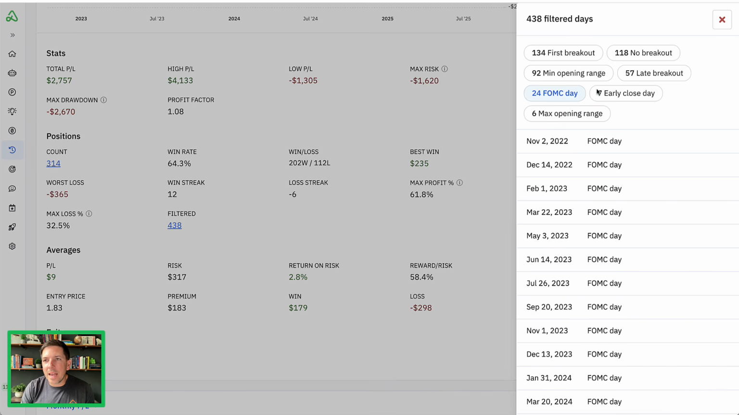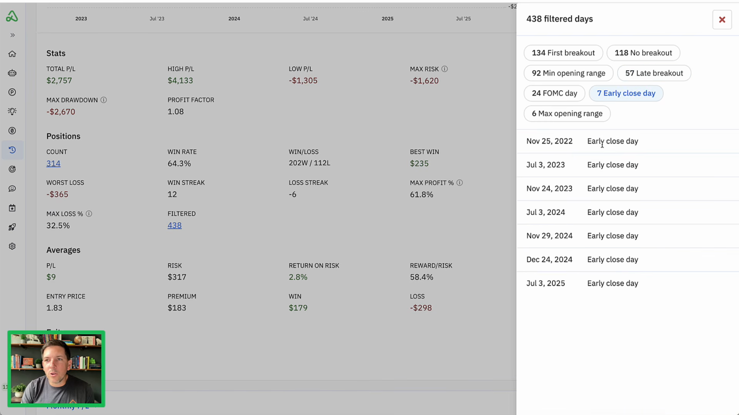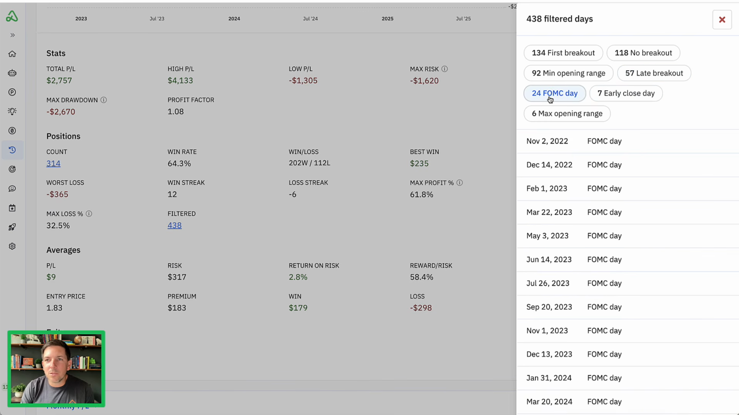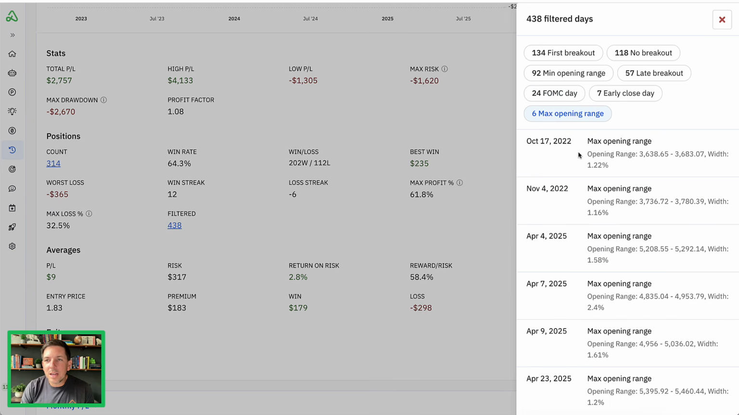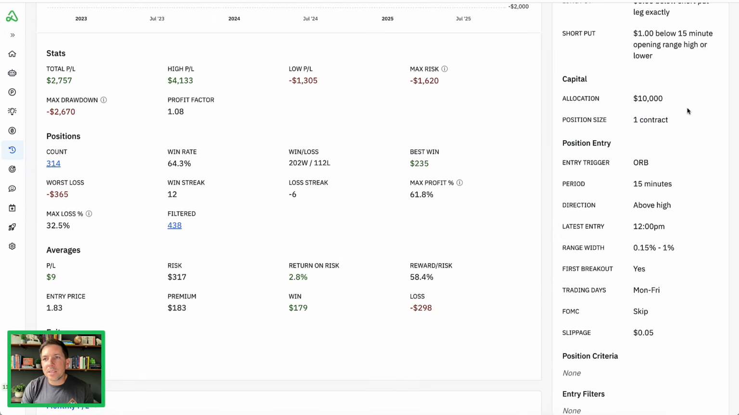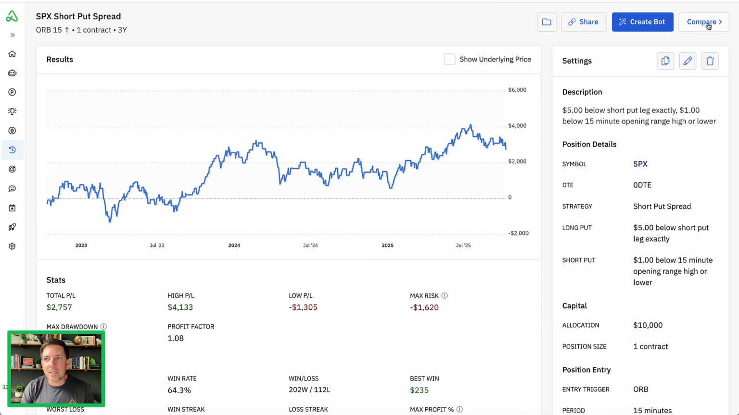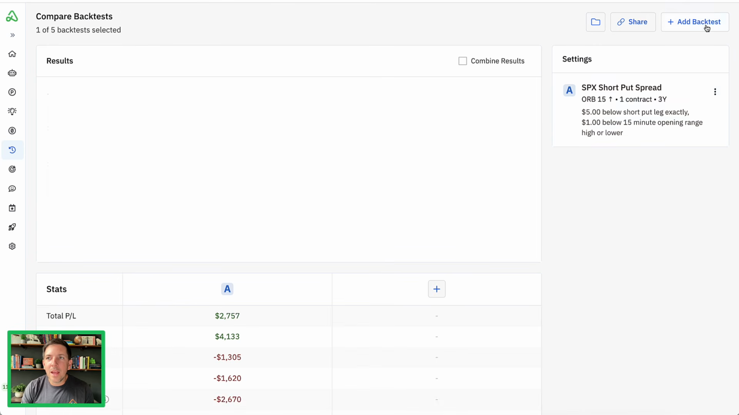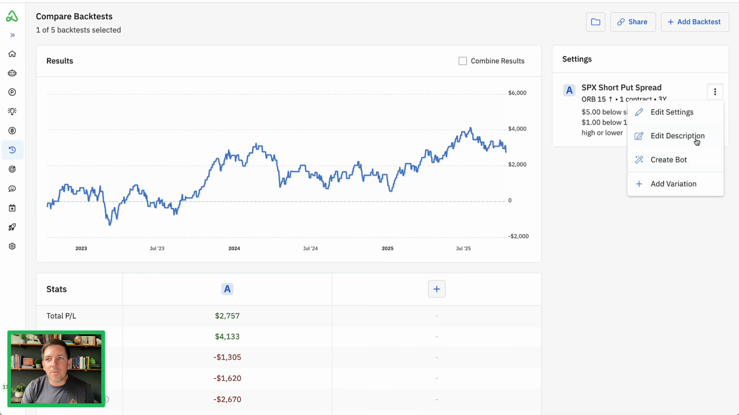Some FOMC days, some late breakouts, a few early market closes that didn't get in there as well because we don't want to trade early market closes. So you can see why the different ones were filtered out. This is, again, going to be very helpful as we continue moving forward, because now what we can do from this is we can take this one backtest and we can go up here to the compare button and we can start to add new variations to this.